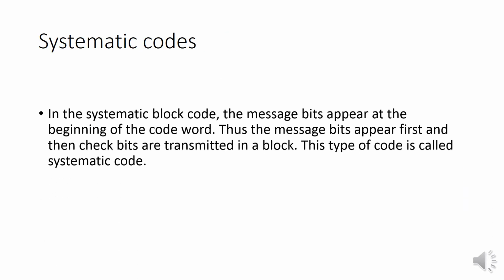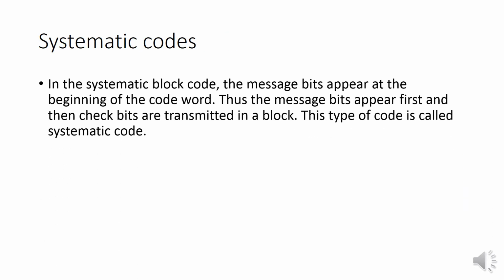Then systematic codes. In a systematic block code, the message bits appear at the beginning of the code word, and the check bits are transmitted in the particular block. This type of code word is called a systematic code.